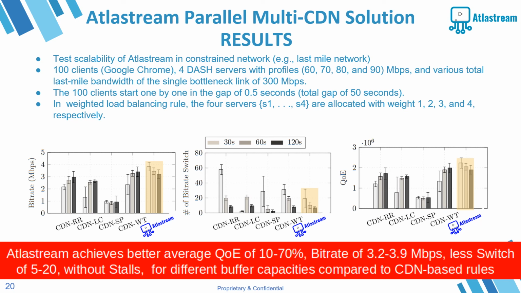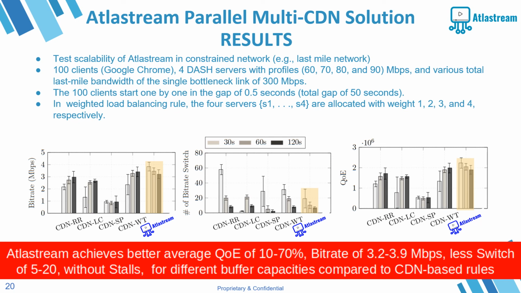Next, we test the scalability of the Atlas Stream parallel multi-CDN solution in a constrained network. We run 100 clients over Google Chrome with 4 CDNs with profiles of 60, 70, 80, and 90 megabytes per second respectively. For the weighted load balancing rule, the 4 CDNs are associated with the weights 1, 2, 3, and 4 respectively. The results of this test are depicted in this figure: the left plot is the average played bitrates, the middle plot is the number of switches, and the right plot is the quality of experience for different maximum buffer capacities.